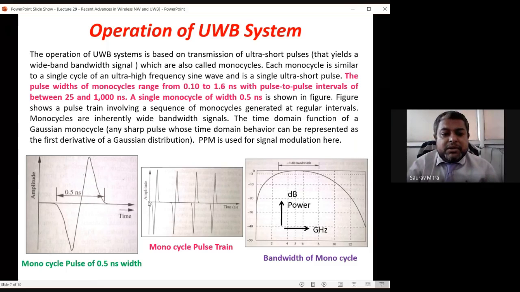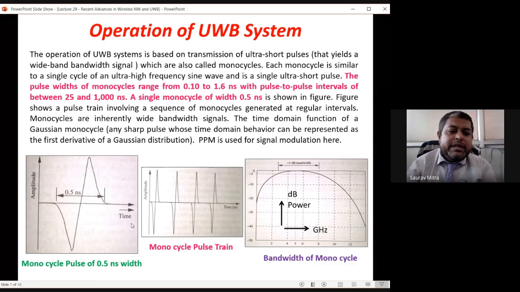Whenever you are talking about this signal, this is in the time domain, written here as time in nanoseconds. The width of the pulse is 0.5 nanoseconds. If you convert that into frequency, then you find it in gigahertz. In gigahertz, it looks like a band pass filter kind of response. Between these two points is the bandwidth of the whole system, because these two are the 3 dB frequencies. Okay, so the operation of the ultra wideband system, this slide you have to explain.